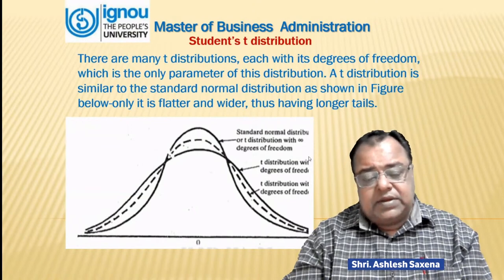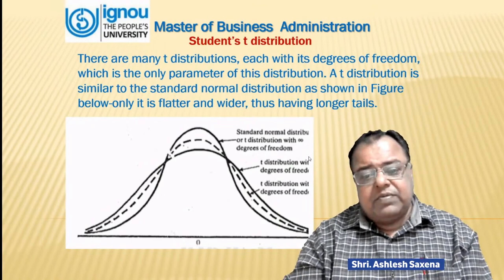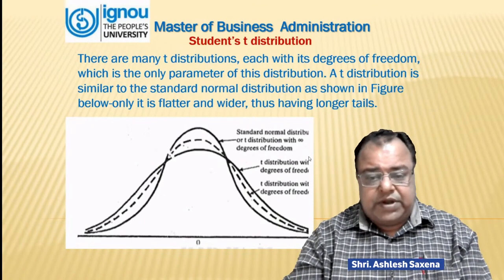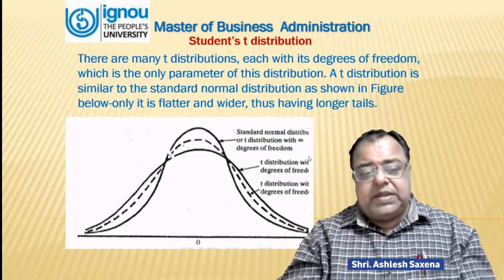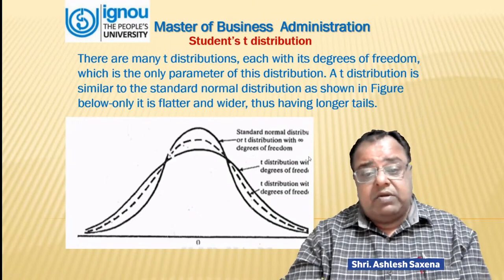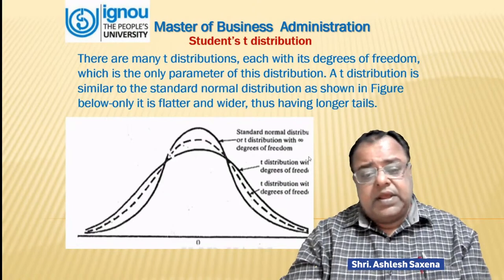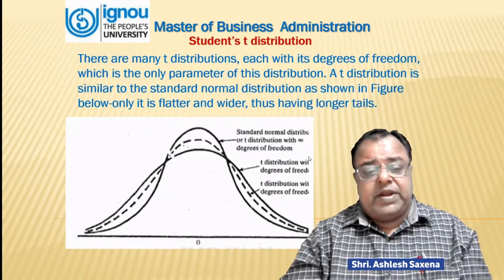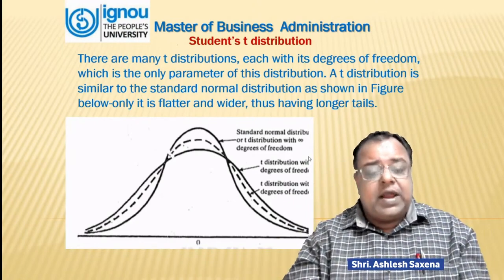As we can see, that is today's diagram. Number 3, there are many T distributions, each related to its degrees of freedom, which is the only parameter. As the degrees of freedom increase, the graph is becoming steeper at the top, as you can see with the dotted line. With an infinite number of degrees of freedom, it behaves like a normal distribution.